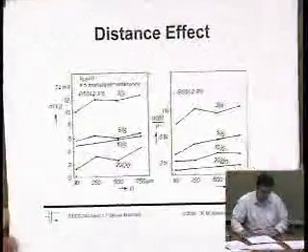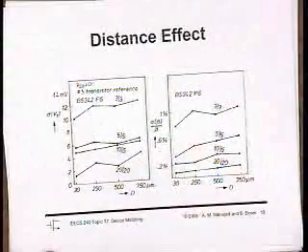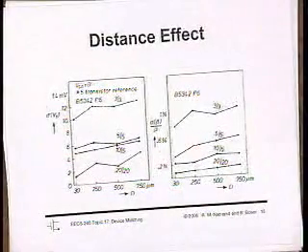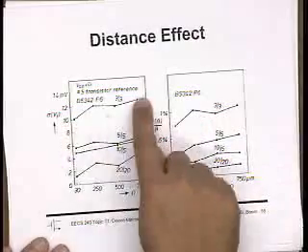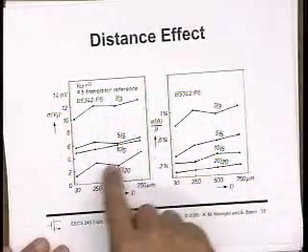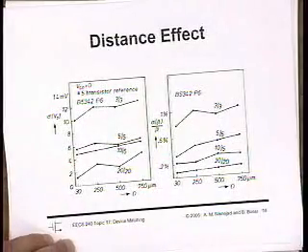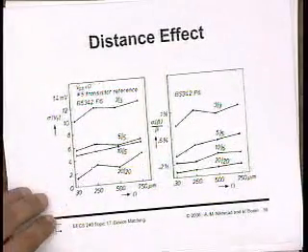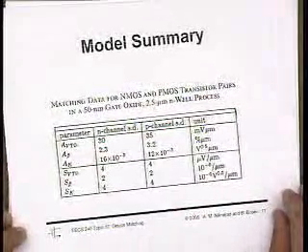This here is showing you the effect of variation of threshold voltage and beta as a function of distance between two different devices. And you can see that there is a small increase in variation, but it's actually not too bad, not as bad as you might think. So this is some of the interesting data from the paper.